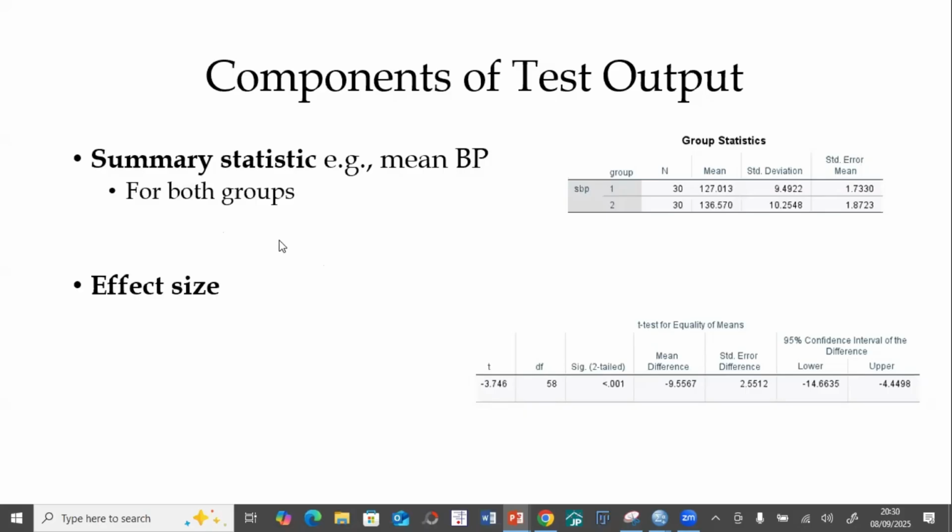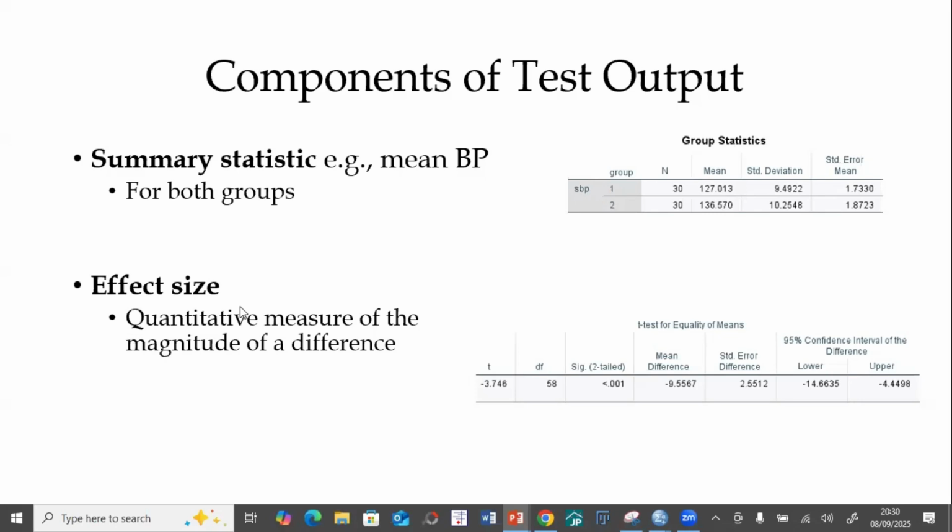And we understand what that is. More importantly, we have something called effect size. What is effect size? Effect size essentially is a quantitative measure of the magnitude of the difference between the two groups. What is the magnitude of the difference in the mean blood pressure between the two groups? So we will conclude that group 1, which took the drug, had lower systolic blood pressure compared to those who took placebo.